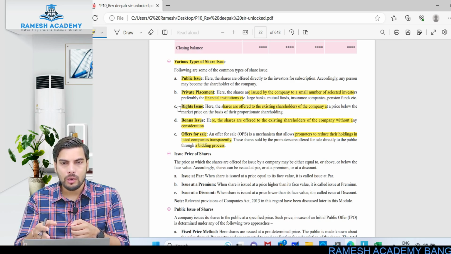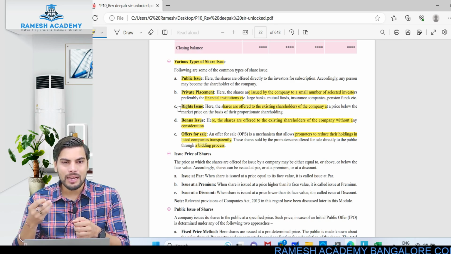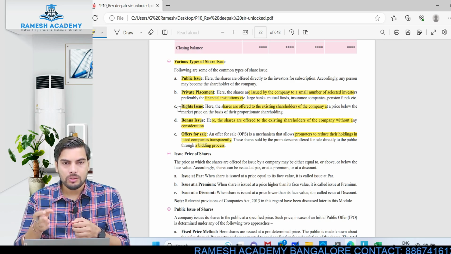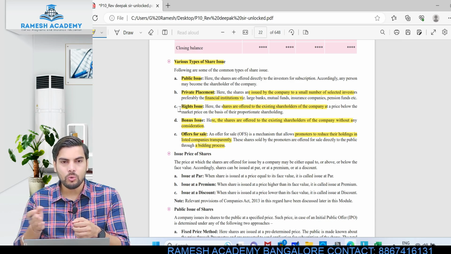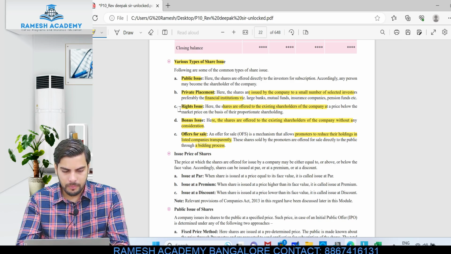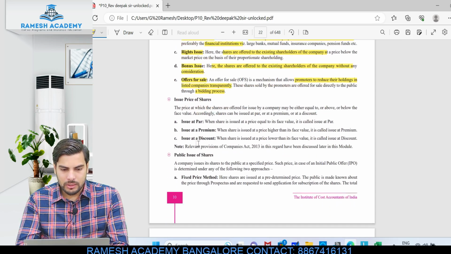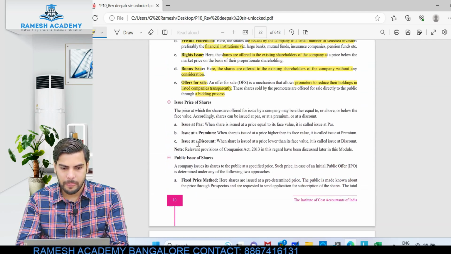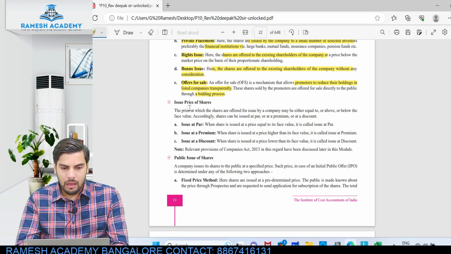Clear? So lastly, when it comes to offer for sale, here it is just a kind of mechanism wherein the promoter will be reducing his stakes. So he'll be selling his shares to any person through an activity called the bidding process. Simple. I hope you guys understood this. Any kind of doubt or any confusion so far? Clear? Okay, now let's talk about this particular thing.